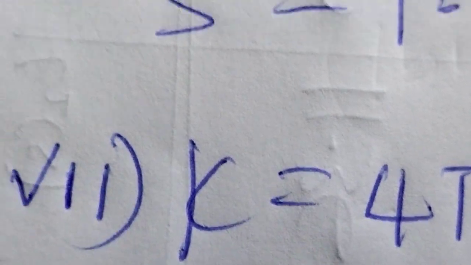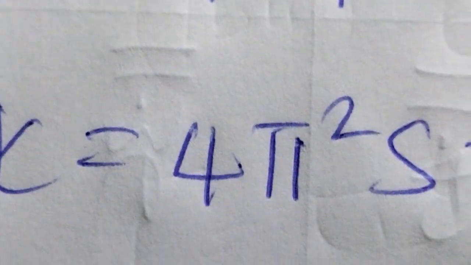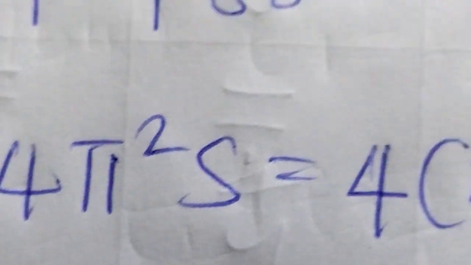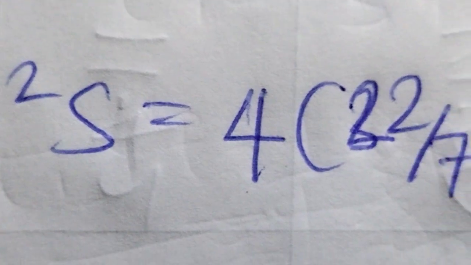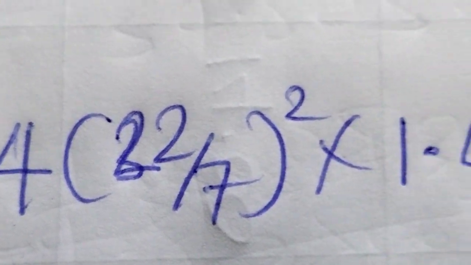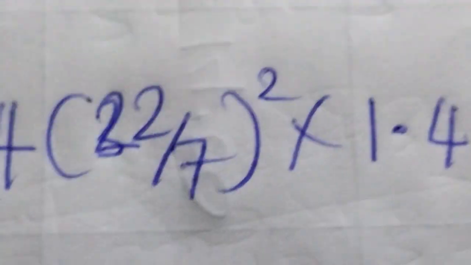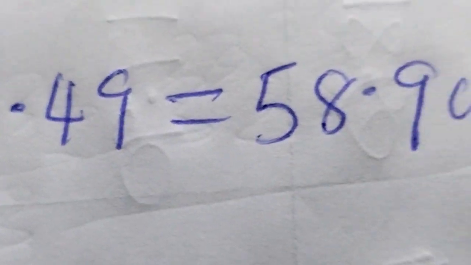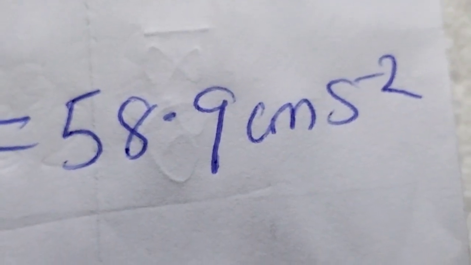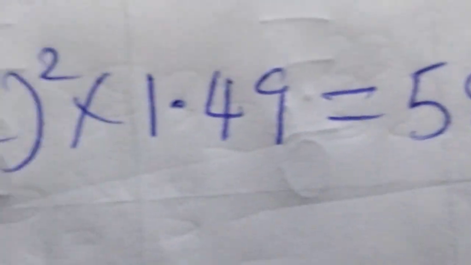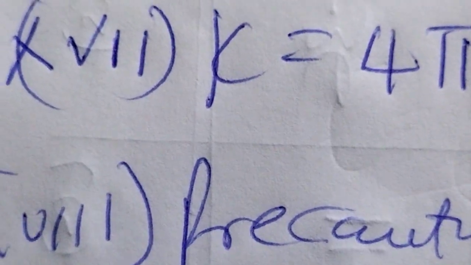The next question, we are asked to evaluate k equals 4 pi squared s. So we now have 4, pi is 22/7 squared, then s is our slope, which is 1.49. Solving this out, we obtained 59.9 centimeter per second squared as the value of our constant k.